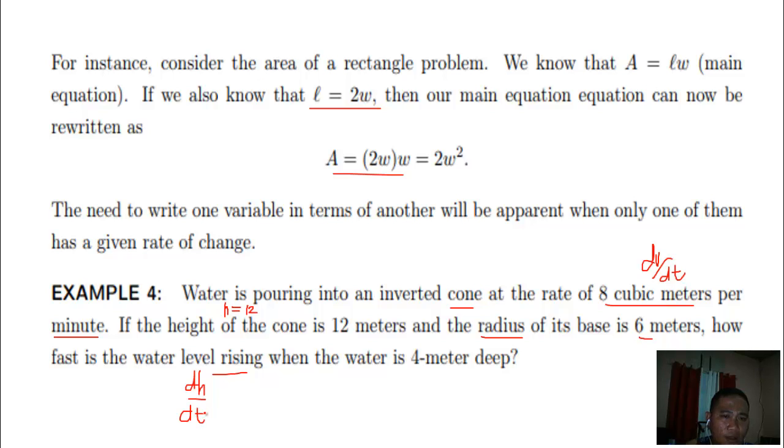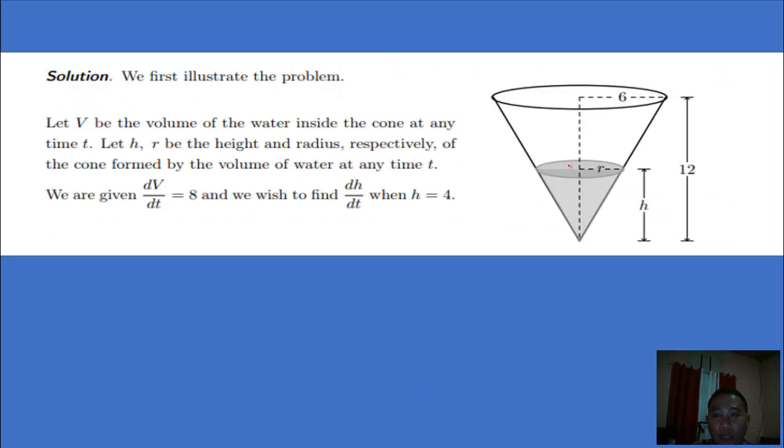Okay. When the water is 4 meter deep. Ang 4 meter deep, that is our height. When the height is 4. Okay. So, I think, meron na tayong volume, which is 1/3 pi r squared h. Then, we have the dv over dt, which is 8. We have the height of 12. We have the radius of 6. And we have dh over dt, yung hahanapin natin. At saka yung h natin na 4. Okay? So, this is it.